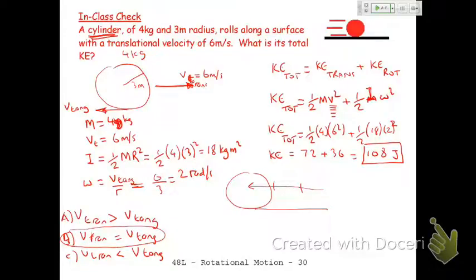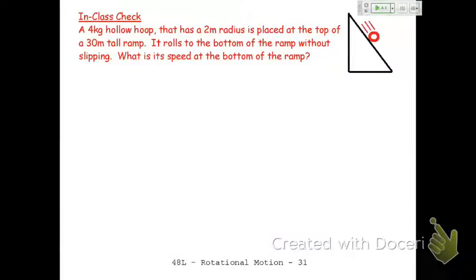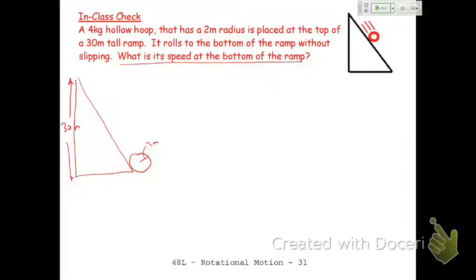So next, we make it that little bit more interesting. What I do is I put you at the top of a ramp, and I say, okay, roll down. I want to know the speed at the bottom of the ramp. So this is 2 meters radius. This is 30 meters up there. And it's 4 kilograms.